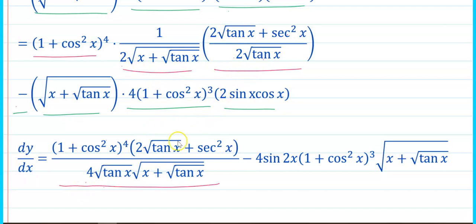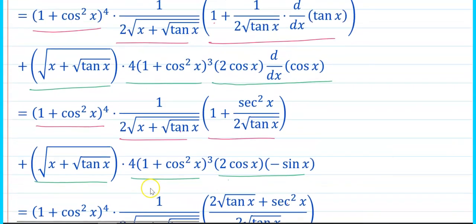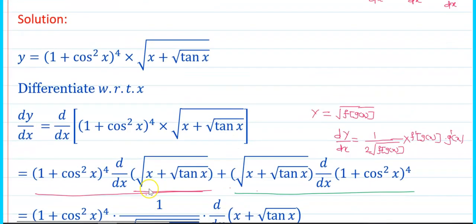2 into 2, 4 root of tan x and root of x plus root of tan x, minus 4. Okay, constant. We always write the constant in front. 2 times sin x into cos x means what? Sin of 2x here. Sin of 2x, clear. Next, 1 plus cos square x bracket cube. Here is 1 plus cos square bracket cube and the root of x plus root of tan x. It is here, and in this way we have the answer. Okay, see this again. Very nice example.